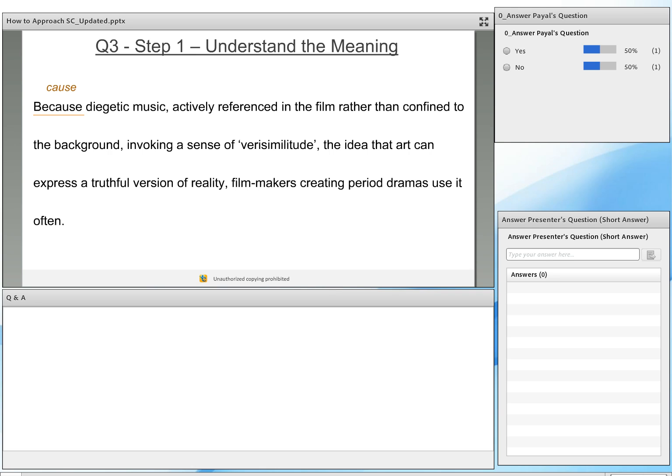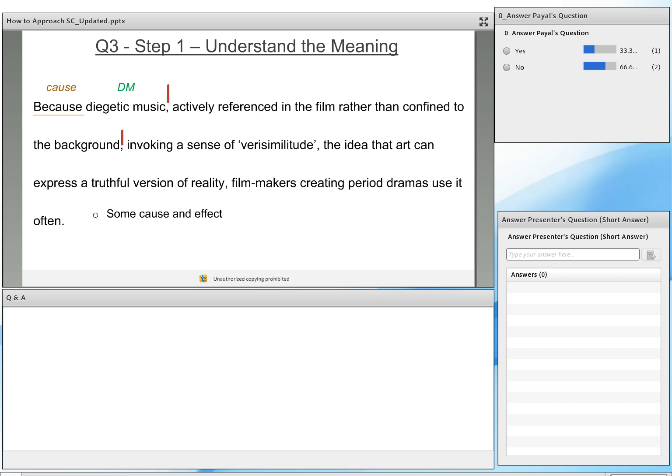So I'm just going to shorten that up to say DM. Even though diegetic music, DM, actively, and I paused here, why? Because there is this comma over here. Actively referenced in the film rather than confined to the background. And that's a comma pair, so I stop here.